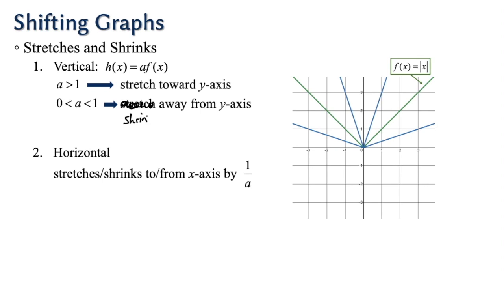There we go. So obviously, if your a value, the number that you're multiplying by, if you multiply your y values by anything bigger than 1, it will stretch it toward the y-axis. And another way of thinking about that is, from our parent graph here, and I'm using the example of the absolute value, we make it more vertical, right?